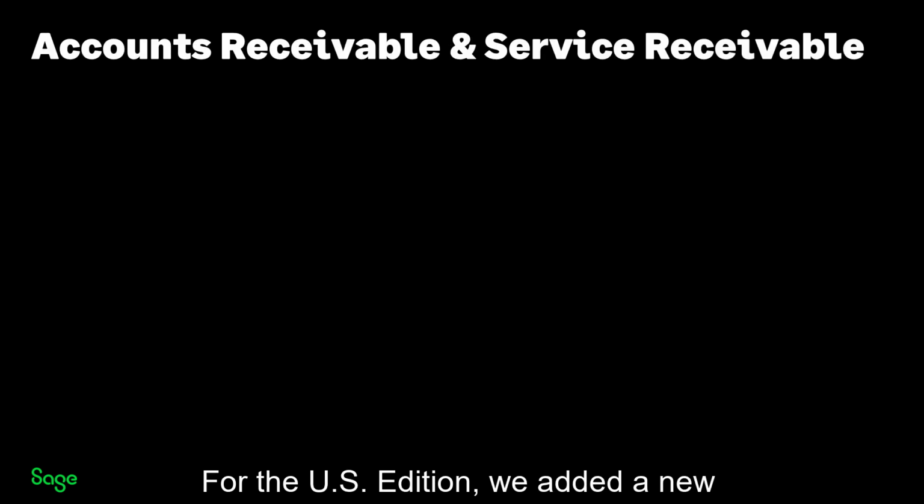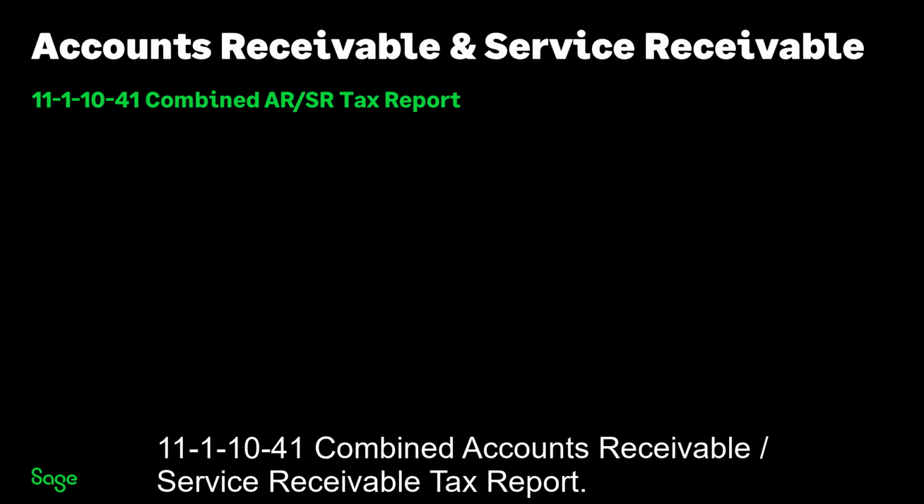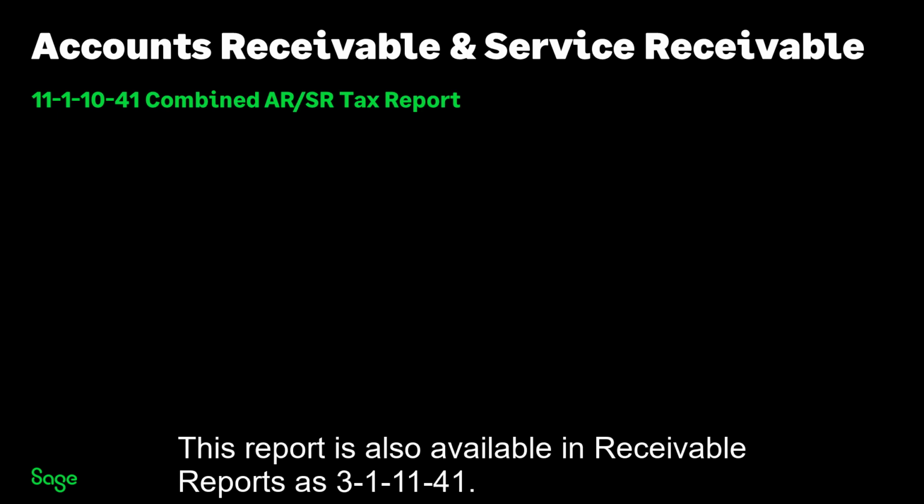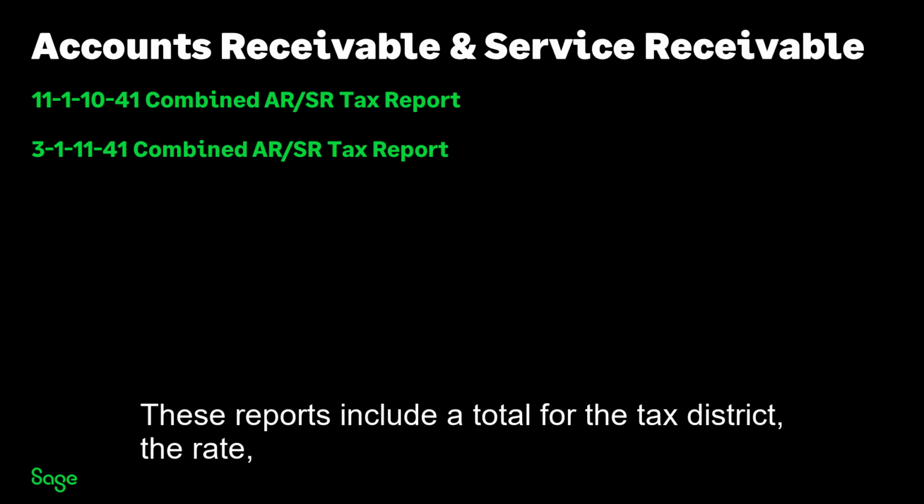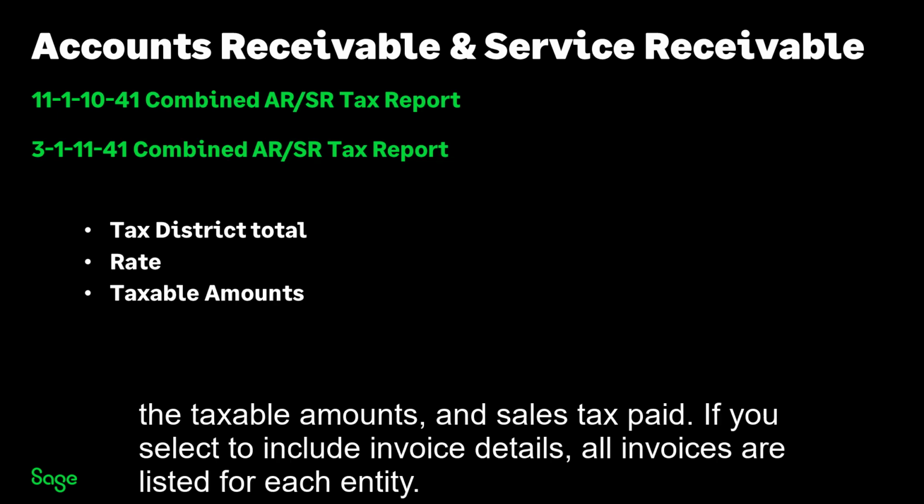For the U.S. edition, we added a new 11-1-1041 combined accounts receivable service receivable tax report. This report is also available in receivable reports as 3-1-11-41. These reports include a total for the tax district, the rate, the taxable amounts, and sales tax paid. If you select to include invoice details, all invoices are listed for each entity.